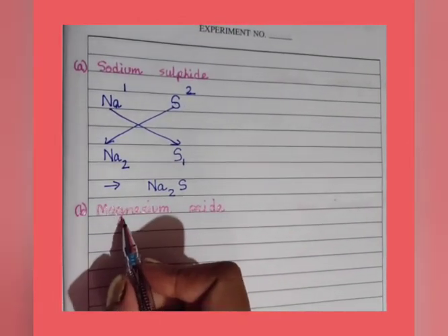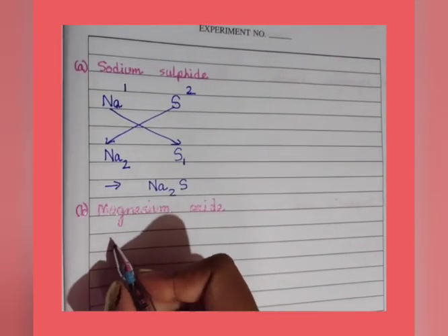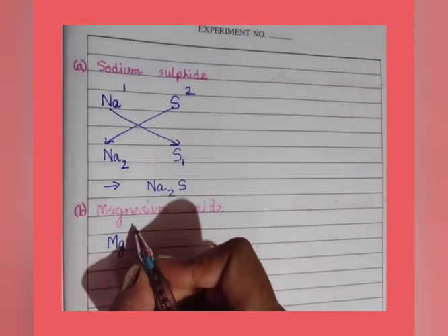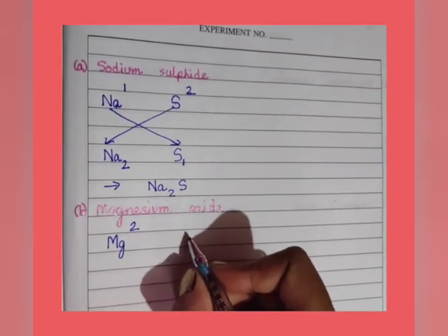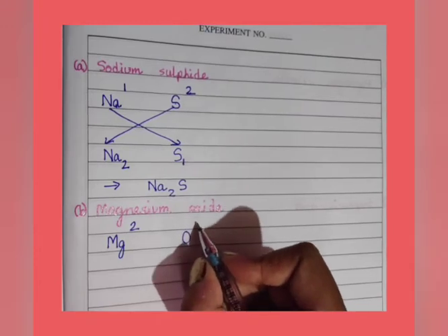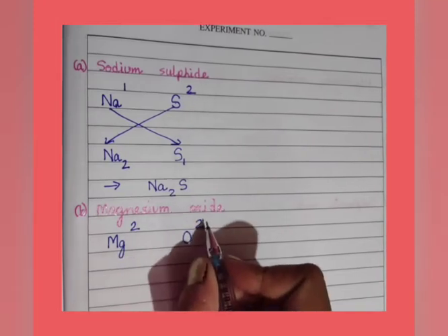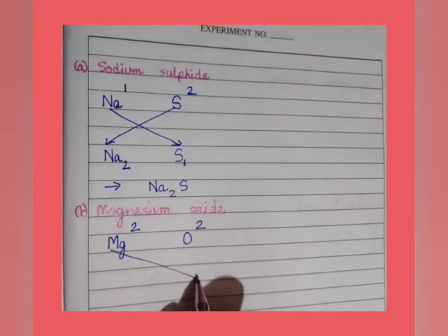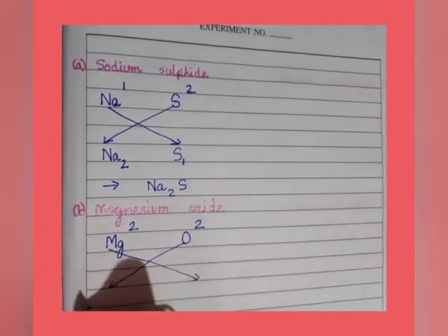Next example is of magnesium oxide. Now magnesium, what is the symbol? Capital M, small g, and the valency is 2. Oxide means oxygen in the combined state, whose valency is also 2. See here, I have not written the positive or negative signs. You have to keep that in mind. Then they will interchange the valencies. That is why this is also called the crisscross method.